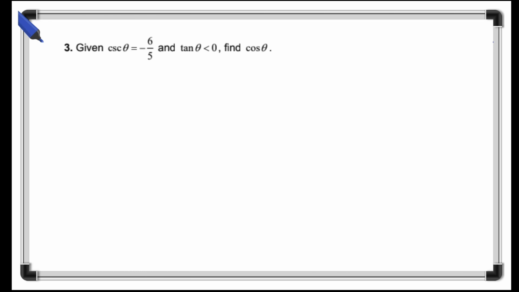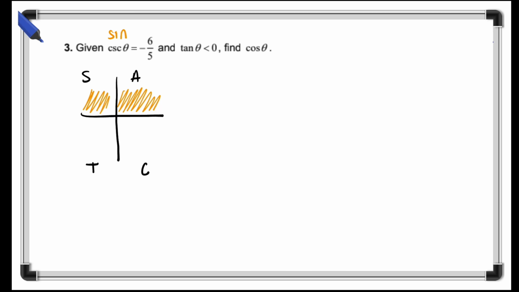In question number 3, you actually need to figure out where to draw your triangles. Remembering our little acronym, all students take calculus, to help us to figure out where our triangle is going to be. Cosecant is going to be negative 6 over 5. Now again, remember that cosecant is the reciprocal of sine. Sine is only negative in quadrants 3 and 4, so we're not going to be in one of these quadrants because that's where sine is positive.